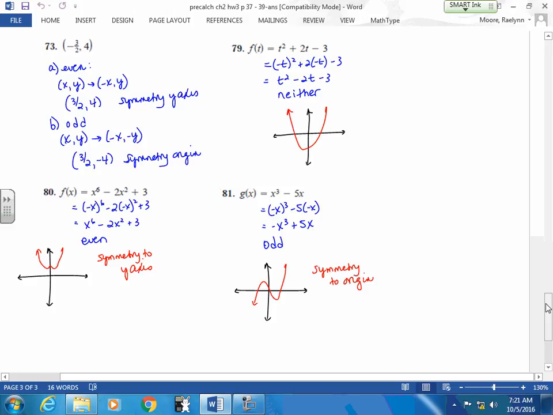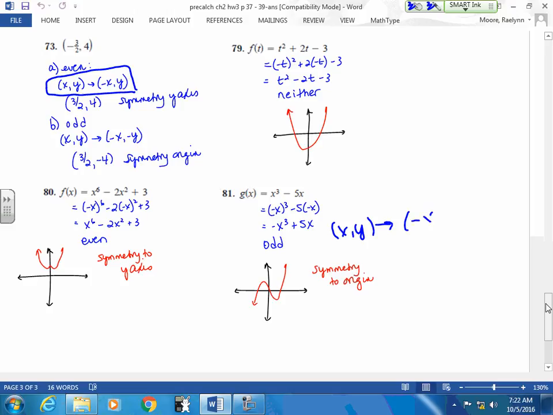And then the last group was finding odd and even. Remember, if it's even, it has symmetry across the y-axis. If it's odd, it has symmetry through the origin. Even if you look at your table, you're going to find this rule for even. If it's odd, you're going to find symmetry through the origin. That means they're going to stay in the same place, but they're both going to negate.